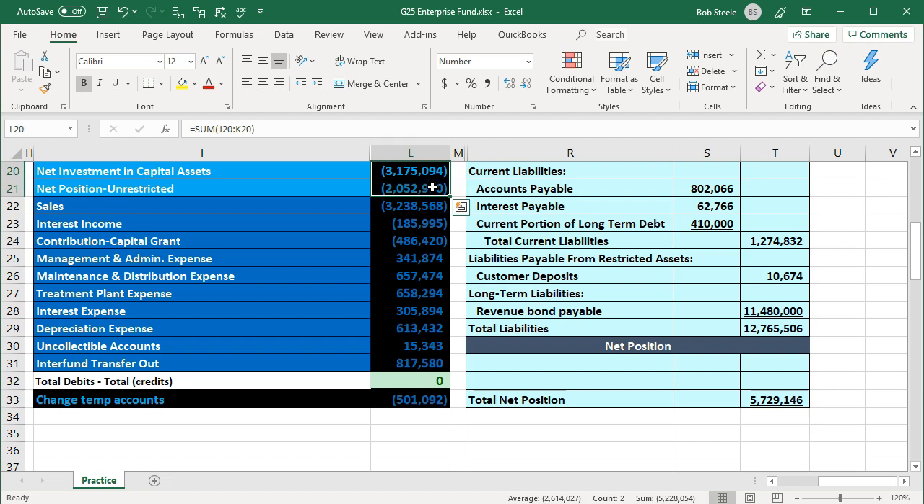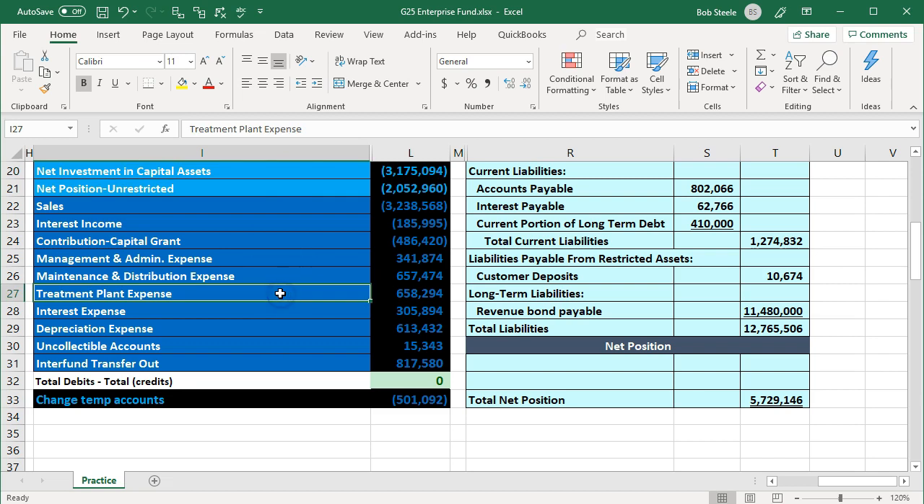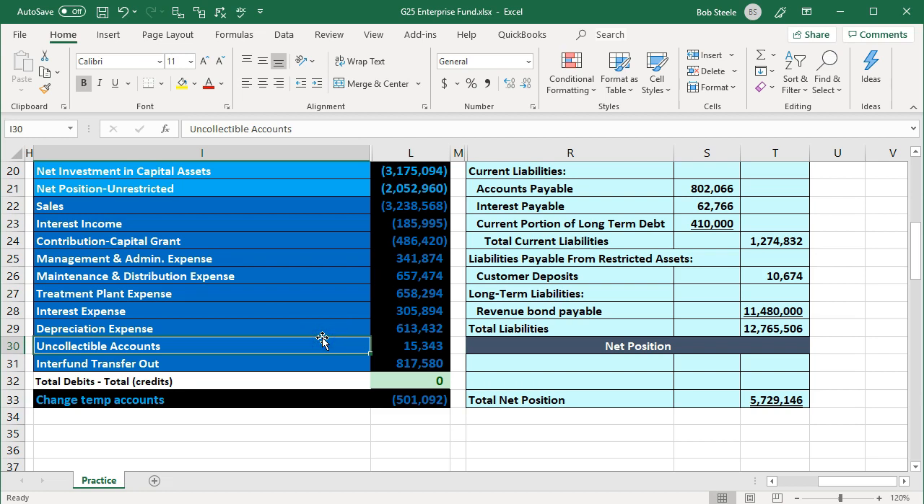And then we could think about, okay, well, what's going to be the breakout between, in this case, the net investment in capital assets versus the net position unrestricted. So, and this would be similar if we're in a partnership. What's the breakout between the partners? If we're in a corporation, what's the breakout between retained earnings and common stock and whatnot, additional paid in capital, and so on and so forth. But so the total, we can always think about that.